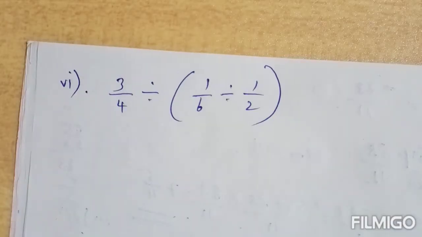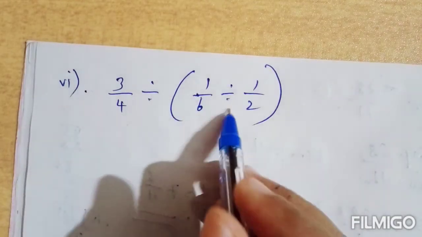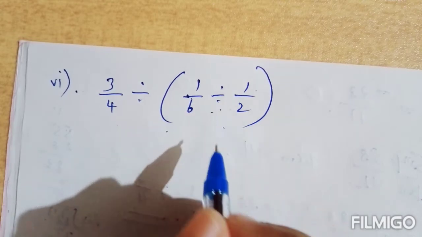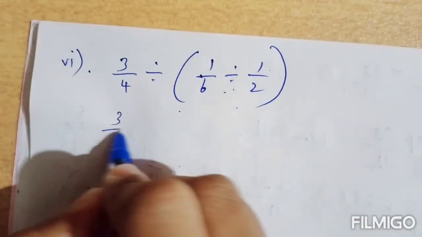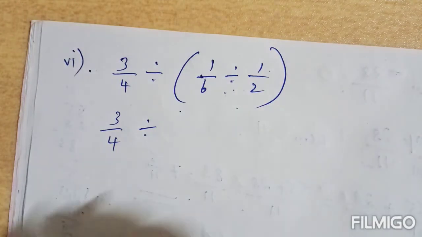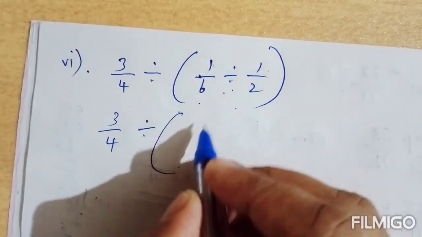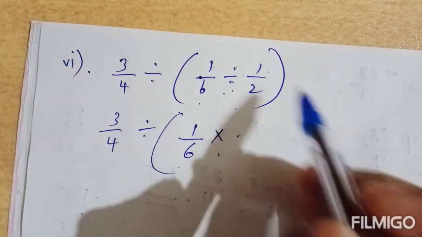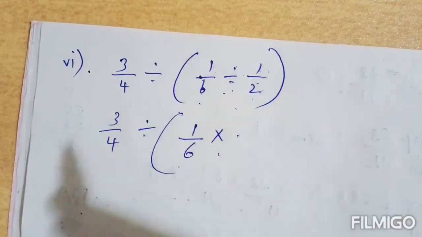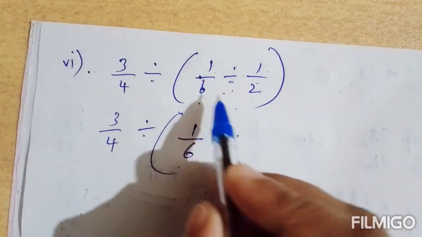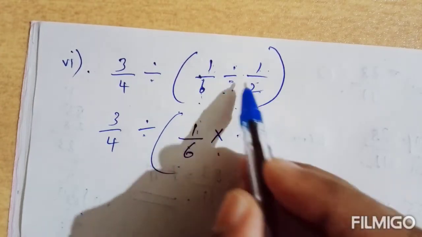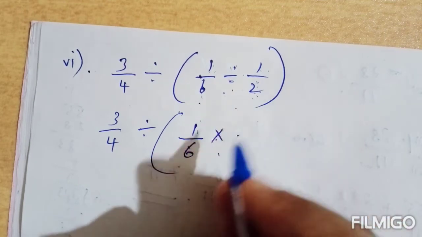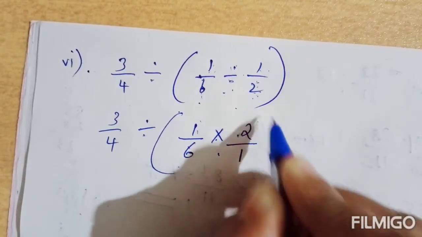In that sixth one, 3 by 4 divided by, in bracket, 1 by 6 divided by 1 by 2. So here also a bracket is given, you have to solve this bracket first. 3 by 4 divided by, solving this bracket, 1 by 6, you can write that itself. Division sign, change that to multiplication sign. You have to divide 1 by 6 and 1 by 2. Division, how will we do it? First fraction, you can write that itself. Division sign, change that to multiplication sign.